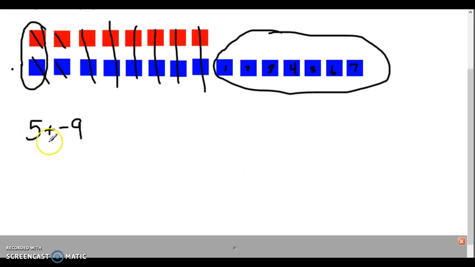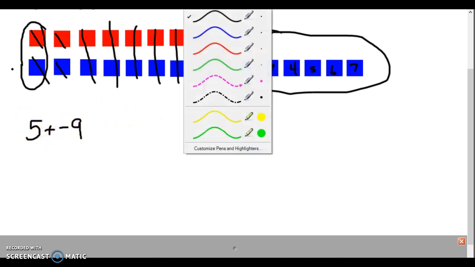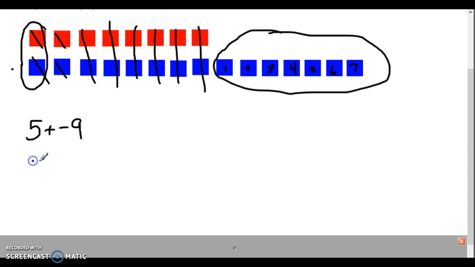Okay, so you're going to try this one using chips. 5 plus -9. So my first number is positive, so I'm going to use blue chips. 1, 2, 3, 4, 5. I just use dots to make it easy and to show you that you can do the same. And then now I need to do 9 negative chips. So 1, 2, 3, 4, 5, 6, 7, 8, 9.